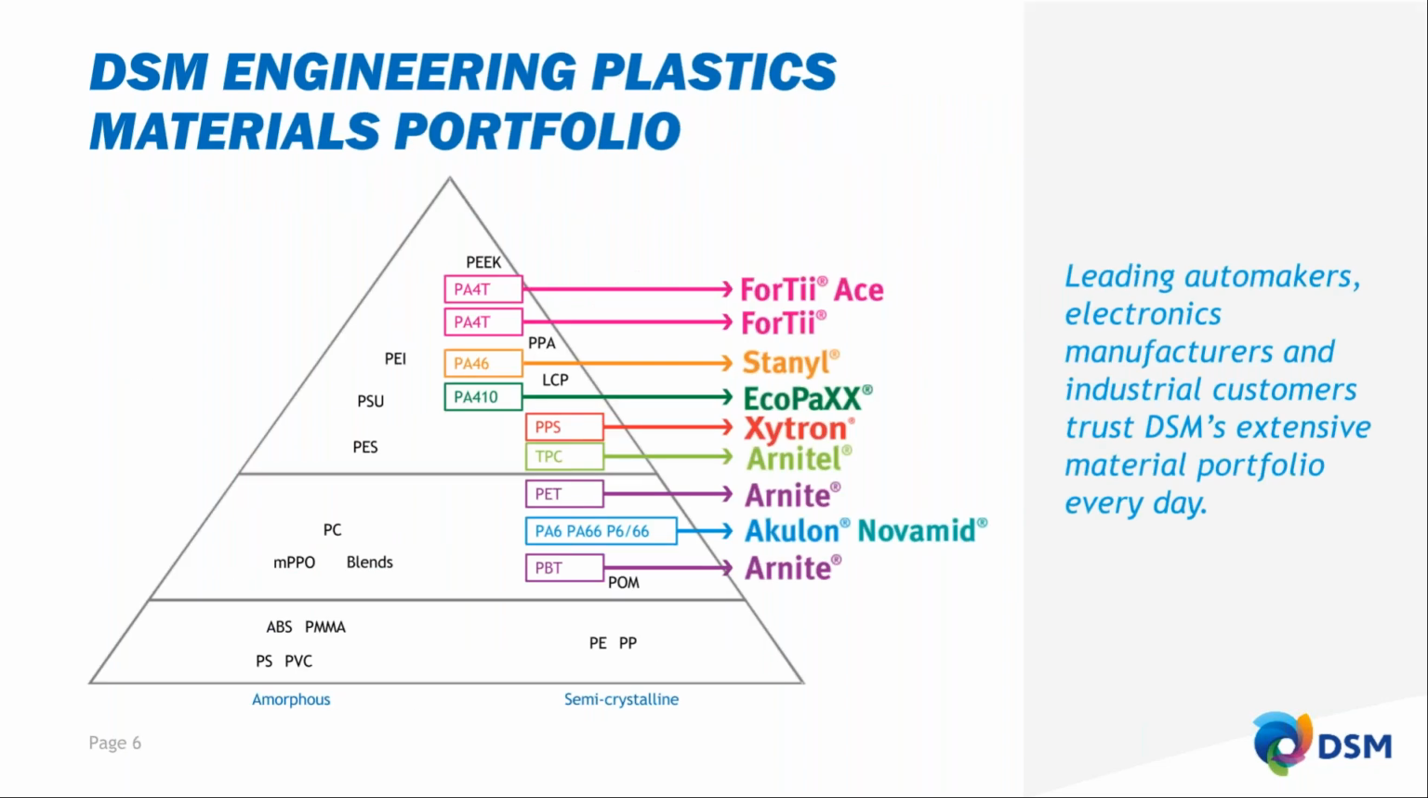So here's DSM's product portfolio for materials as a whole. We stick more to the semi-crystalline side of the pyramid here. We go all the way from Arnite, which are our PETs and our PBTs. We have our Akulon and Novamid, which are our PA6s and PA66s. Our Arnitel, which is our thermoplastic copolyester elastomers. We have our Xytron and our 4T up at the top, which are going to be the focus of our webinar today. Those are our PPS and our PPA materials. And then we also have 2 other products: EcoPaXX, which is a PA410, and Stanyl, which is a PA46. So that's an overview of DSM as a whole.